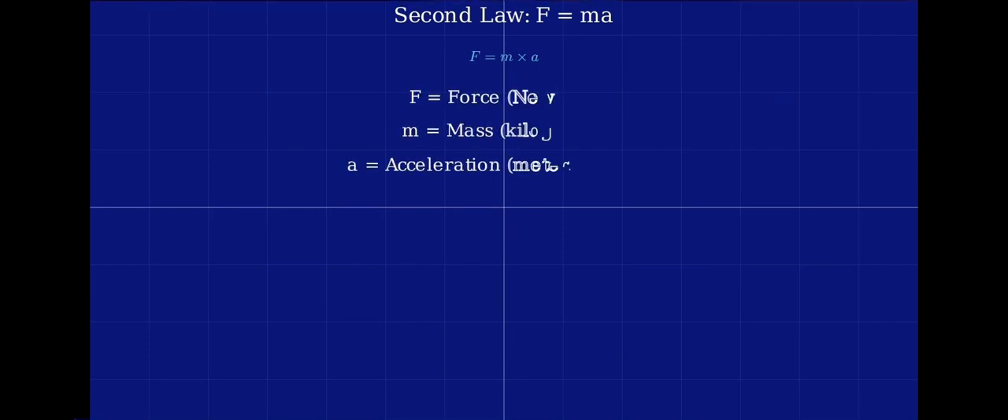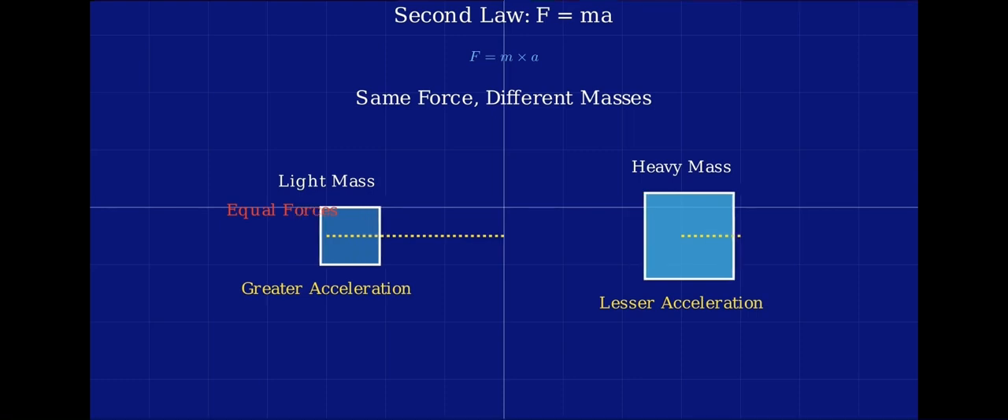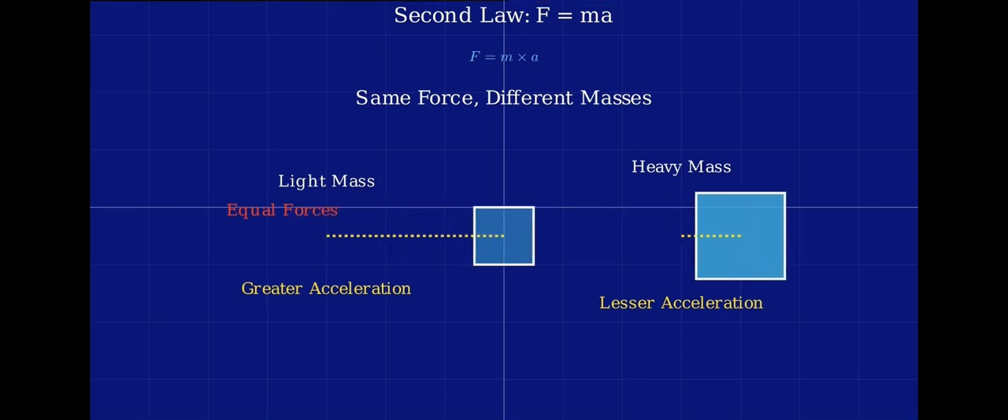Now, let's explore Newton's second law of motion. The second law states that the acceleration of an object is directly proportional to the net force acting on it and inversely proportional to its mass. Let's compare how the same force affects objects of different masses. When we apply the same force to both objects, the object with less mass accelerates more than the object with greater mass.